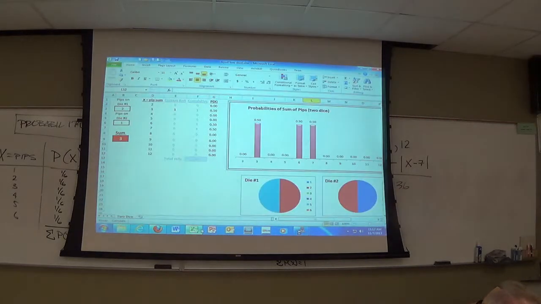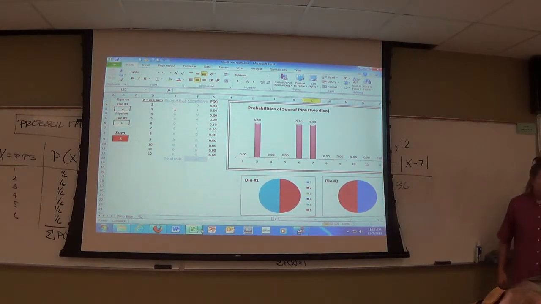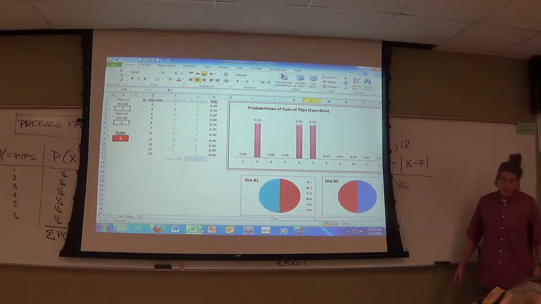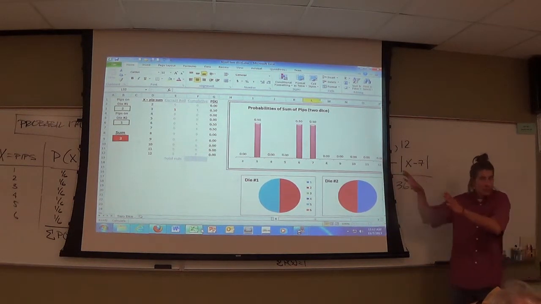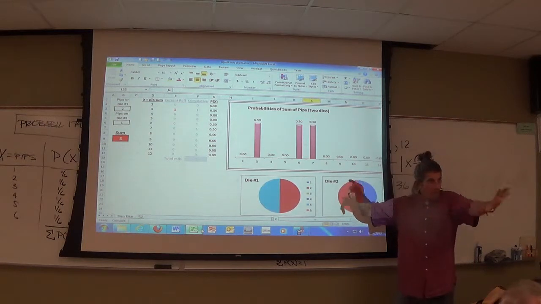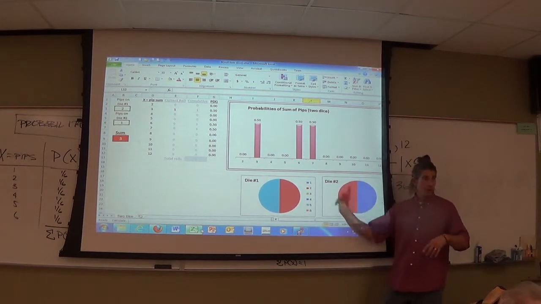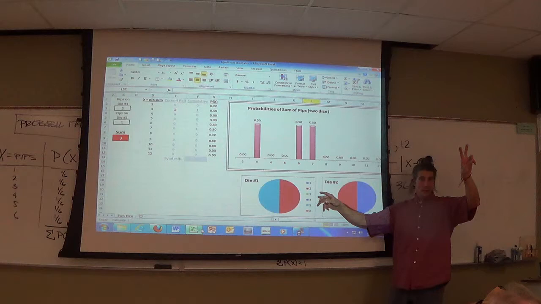Making a histogram on the TI is a total pain in the butt. So what I went ahead and did, hopefully with your guys' permission, is I set up a little experiment instead. I'm going to have Excel roll some dice for us. Right now, this is just like the one we did in class yesterday with the pie chart. Matter of fact, you'll see those pie charts down here. These pie charts represent 2 individual dice being rolled.